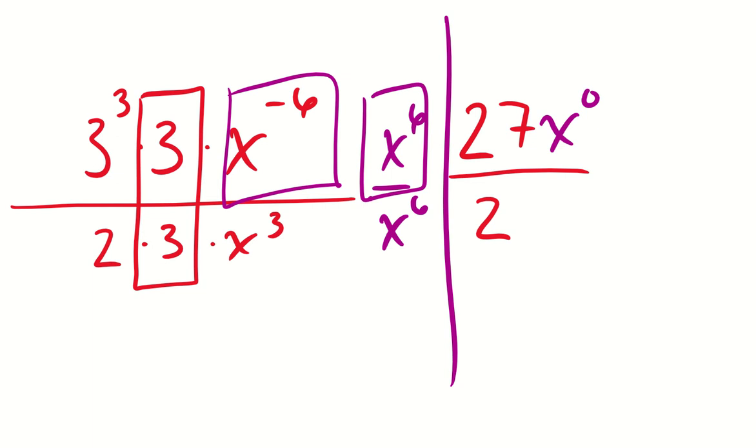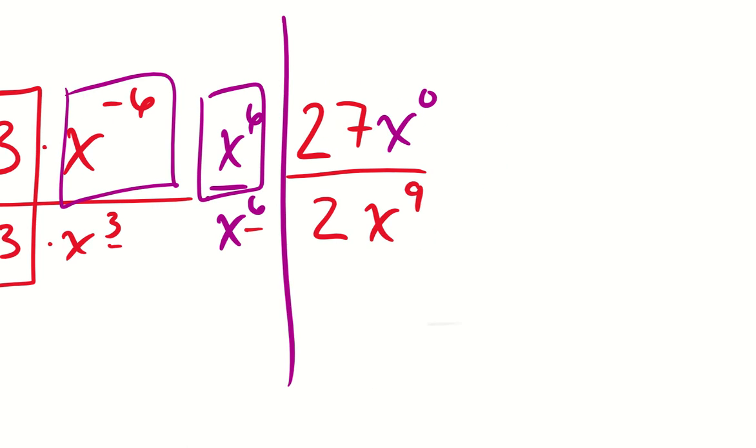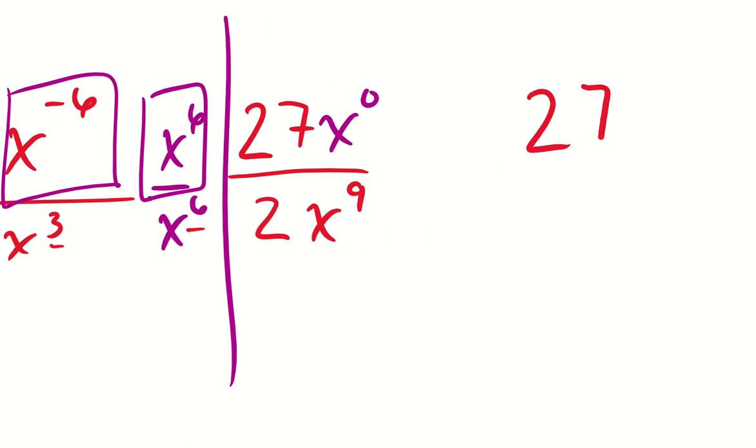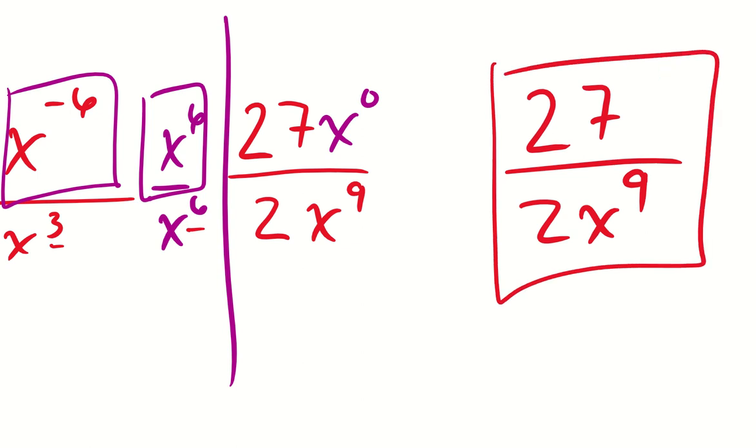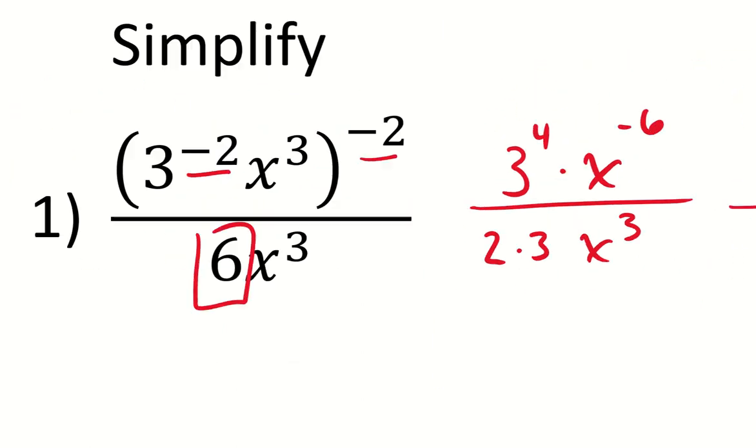And in my denominator, if you look closely, I now have 3 and then 6 more, or 9 total factors of x. So it's x to the 6, 7, 8, 9th power. So again, as my final answer, I would write 27 all over 2x to the 9th power. So that is the answer that we were looking for the first one.